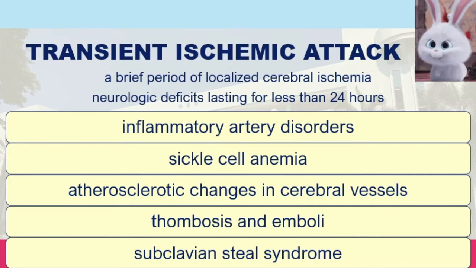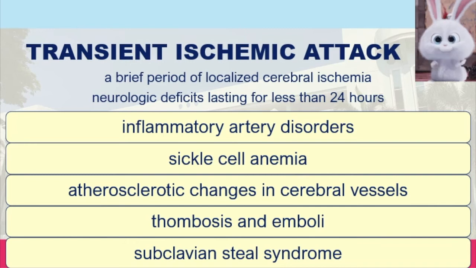When I say TIA or transient ischemic attack, it is a brief period of localized ischemia wherein the deficits would last for less than 24 hours. There will be inflammatory artery disorders, class, as one of the causes of your TIA. Sickle cell anemia could also cause your TIA. Atherosclerotic changes in the cerebral vessels along with thrombosis and emboli could also cause your TIA. Another cause is subclavian steal syndrome.